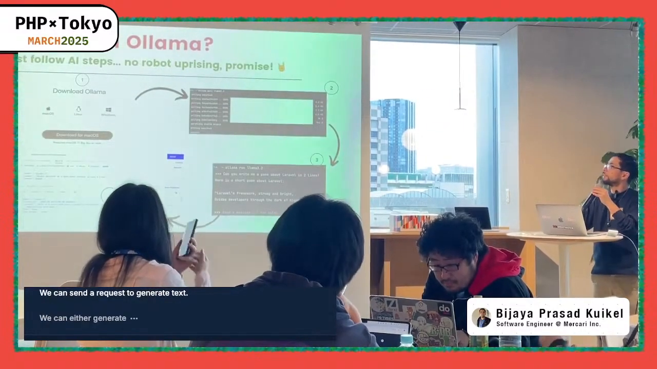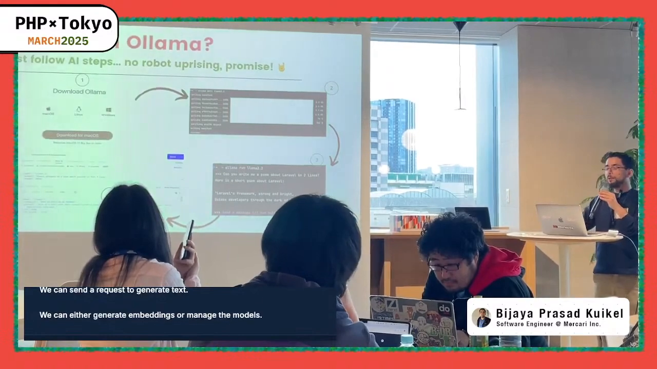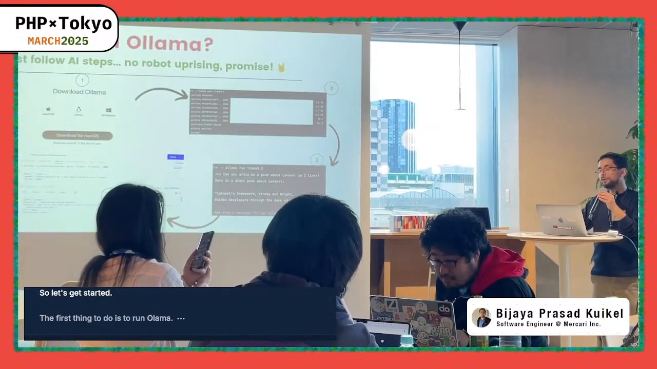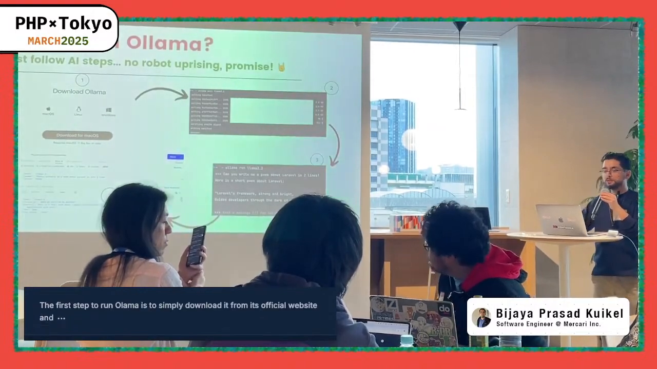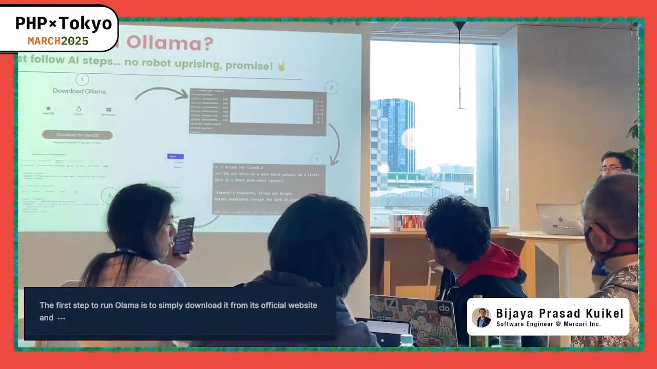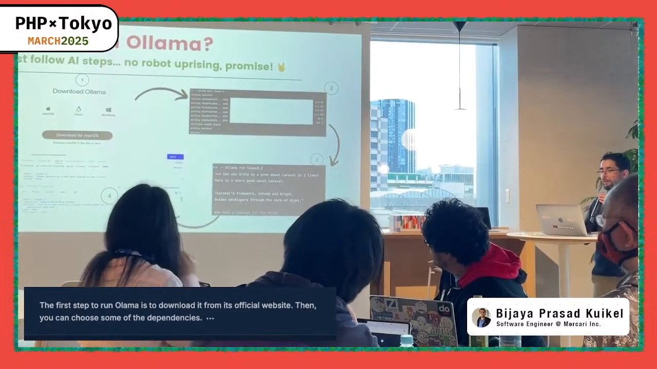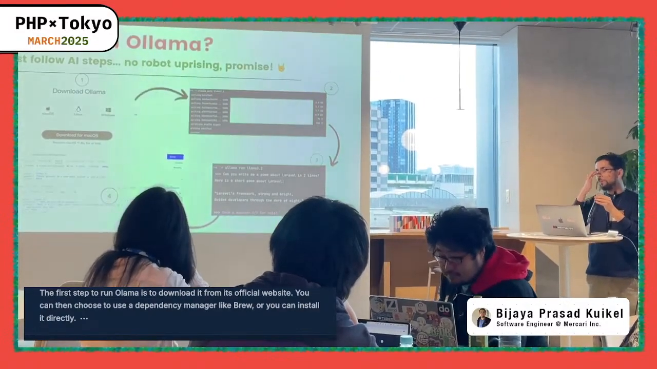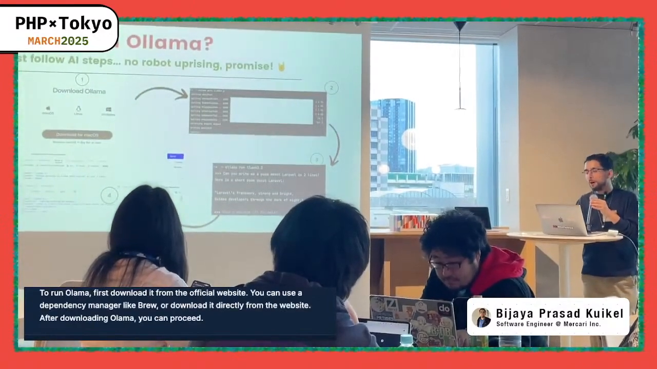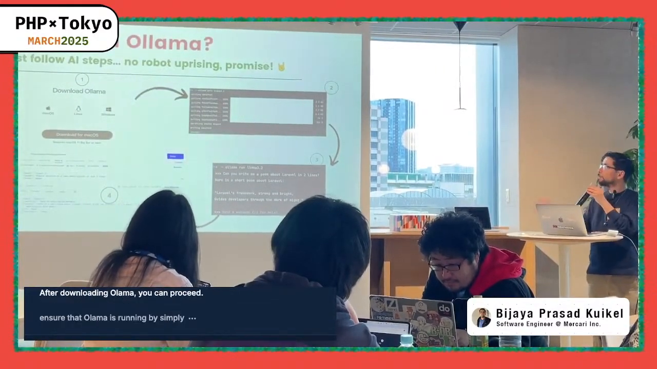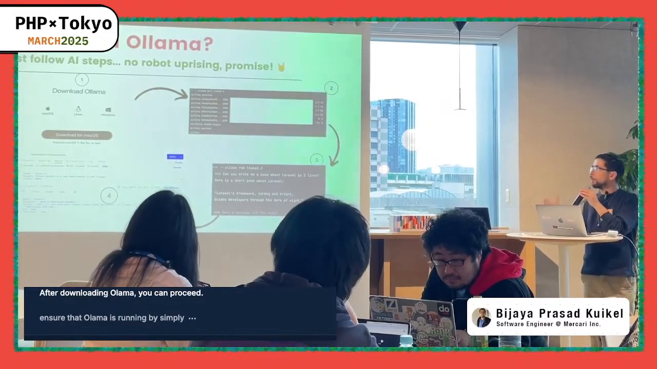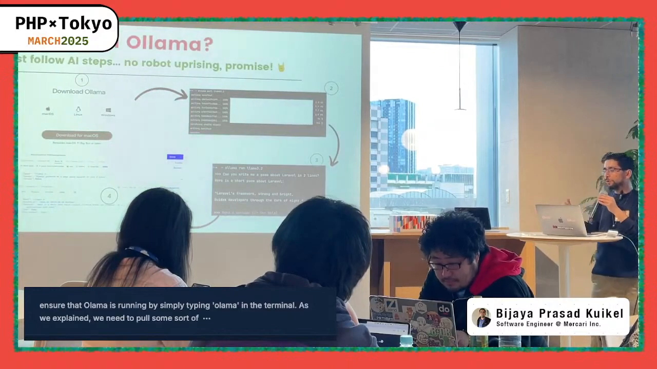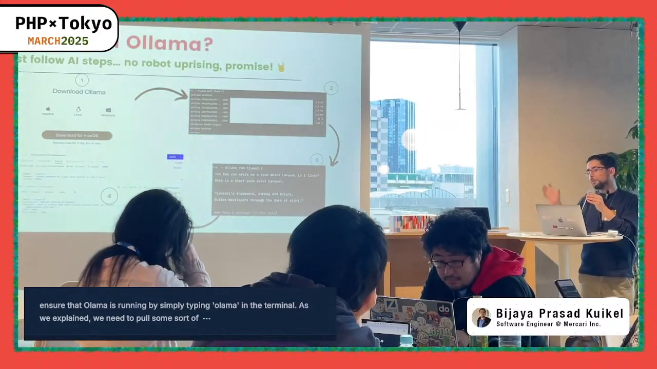So let's get started. The first thing, to run Ollama, we can simply download it from its official website. You can either choose a dependency manager like Brew, or directly download it from their website. Next, after you download Ollama, you can make sure that Ollama is running by simply typing ollama on the terminal. Then, as we explained, we need to pull some LLMs, because Ollama is just a tool which runs the different LLMs.